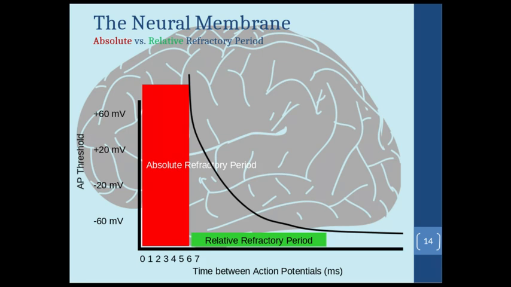Yes, you can get another action potential, but it would take double the amount of depolarization, double the input from sodium to do that. So those are the two refractory periods. And what that does is ensure that your cells are firing at a normal rate. They don't fire too many action potentials and basically poop out or die, get too tired, and things like that.